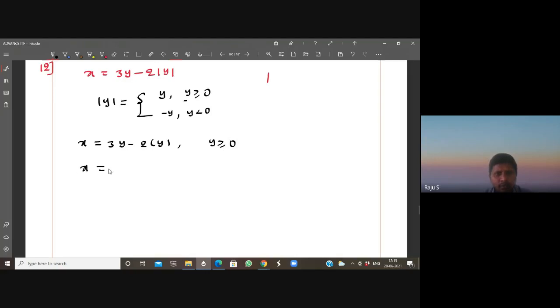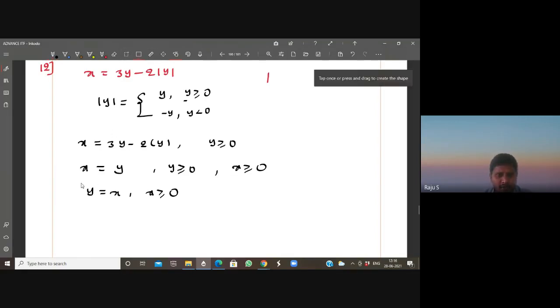So x is equal to, clearly we got y greater than 0. So whenever y is greater than or equal to 0, which implies x is also greater than or equal to 0, because given positive values of y, x is also positive. So shall I write y is equal to x here, x greater than or equal to 0? Yes, we can write that, obviously. If y is greater than or equal to 0, x also must be greater than or equal to 0. So I have got one equation here.